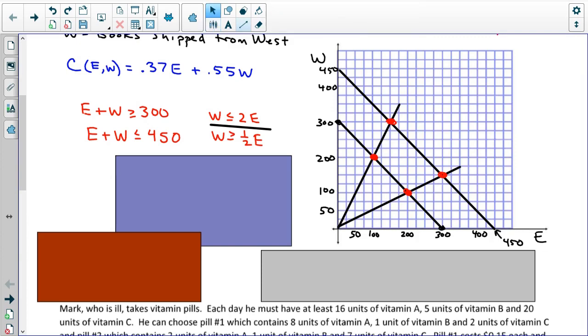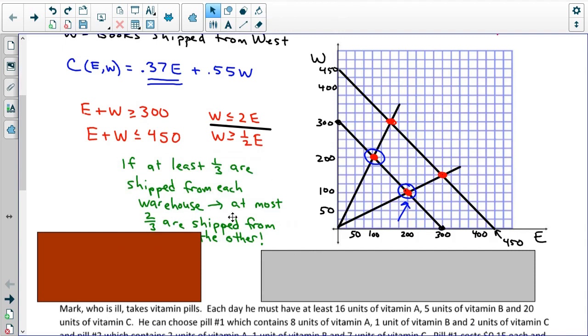If I'm guessing, since I'm minimizing something, I'm probably going to want one of these 2 points, and since the east gives me a smaller cost, my best guess would be the point (200, 100). But let's double check that by substituting values in. Oh yeah, I forgot that if at least 1/3 are shipped from each warehouse, at most 2/3 are shipped from the other.